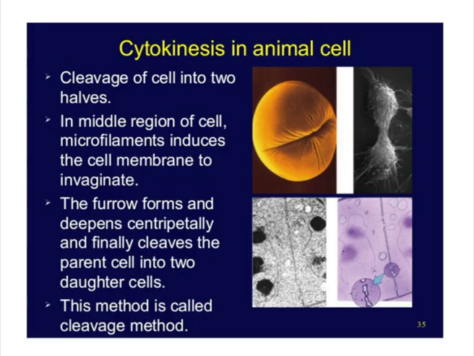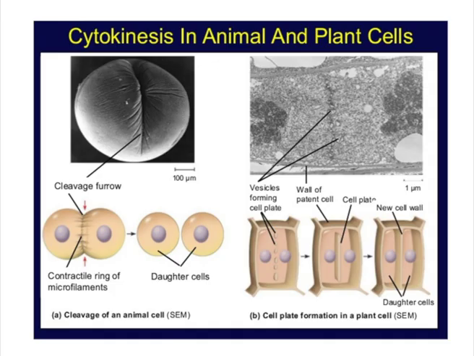Coming to this, the animal cell cytokinesis. Here there are two halves. In the middle region of the cell, microfilaments pull in the cell membrane, and the furrow formation deepens centripetally and finally cleaves the parent cell into two daughter cells. This method is called the cleavage method. You can observe it only in animals, and sometimes in plant cells also.